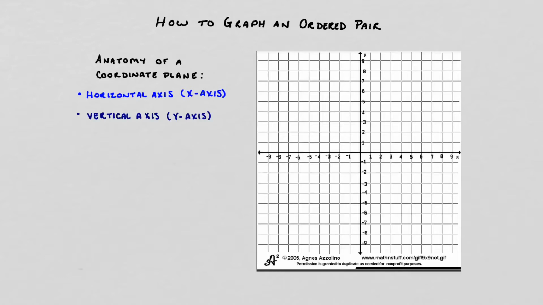The first being your horizontal axis, and the second being your vertical axis. Please note that you may know these as the x-axis and the y-axis respectively, and I've gone ahead and highlighted them on the coordinate plane for you.